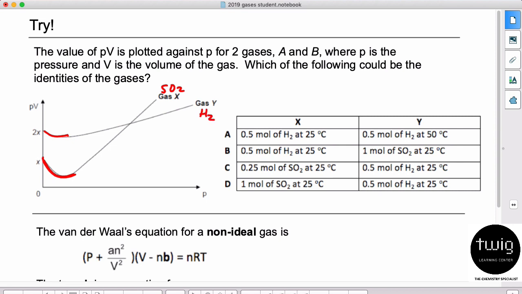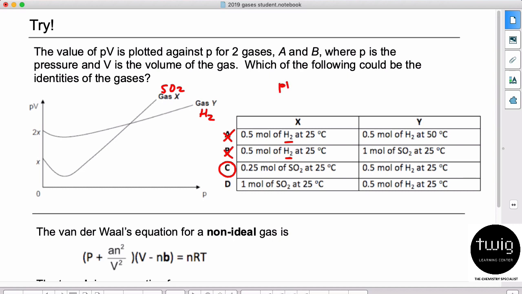So I can see from there that X is SO2, and I can eliminate a few already. I can take away A and B already, because of the shape of the graph. I don't think this is hydrogen, it should be SO2. So now I have a choice between C and D. If you work it out, the answer is actually C. I'll show you why the answer is C.